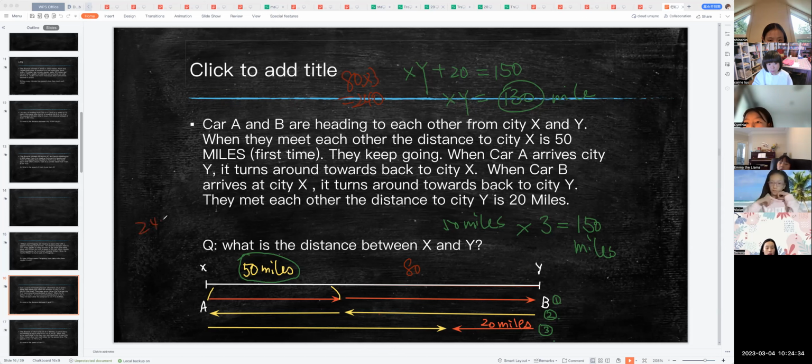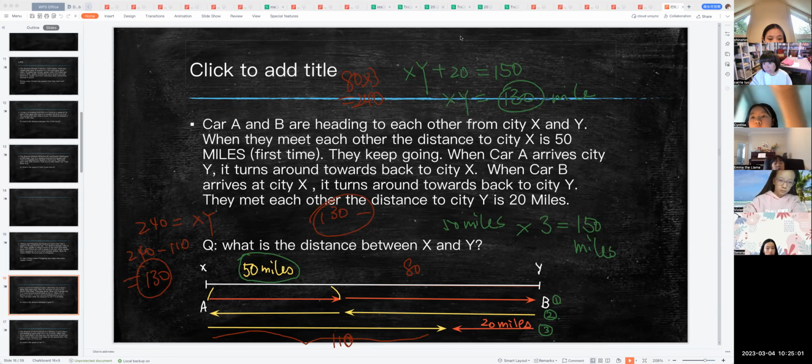So that means the total distance B finished is 240. So 240 equals XY, the white part, plus the yellow part. The yellow part equals 130 minus 20, which equals 110. If you use 240 minus 110, it still equals 130 miles. So that's why the total distance between X and Y is 130.